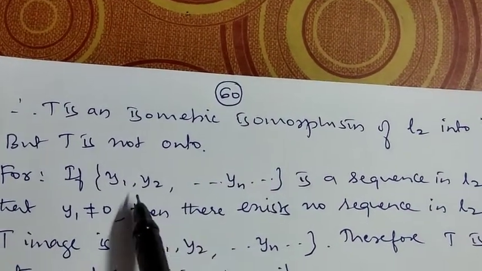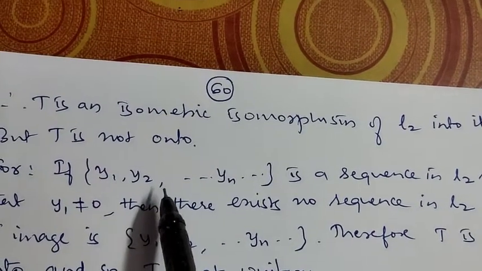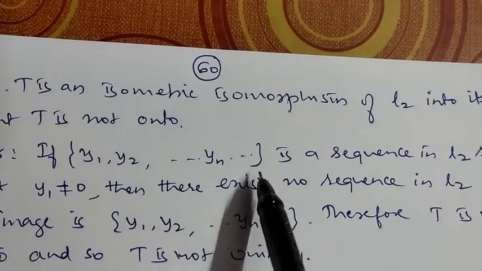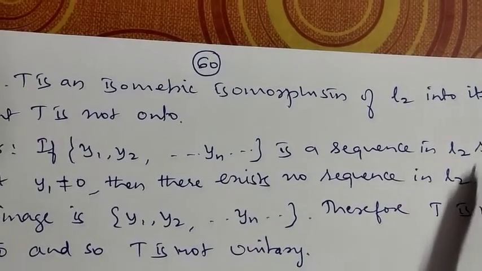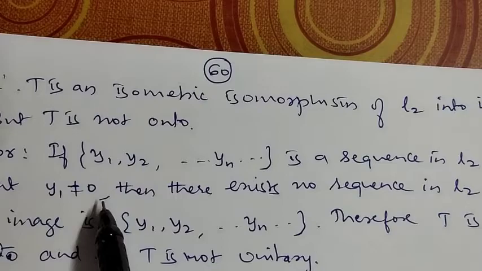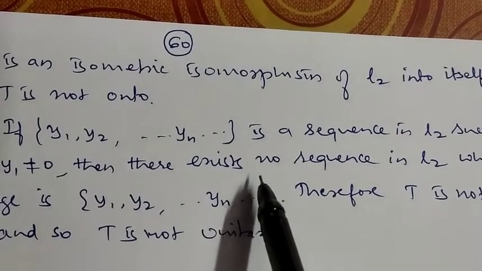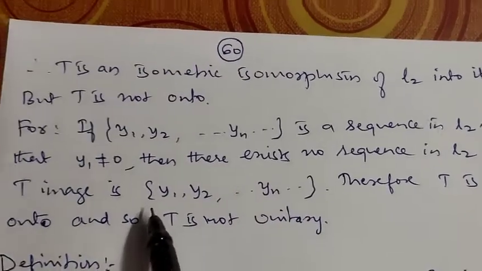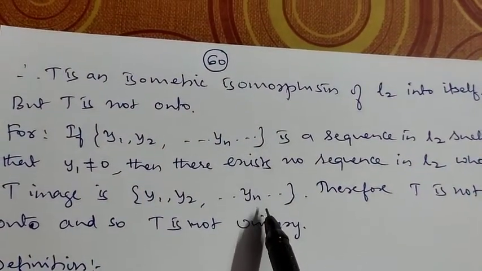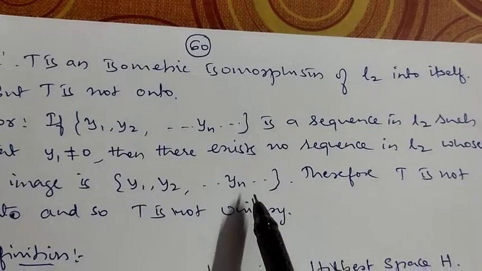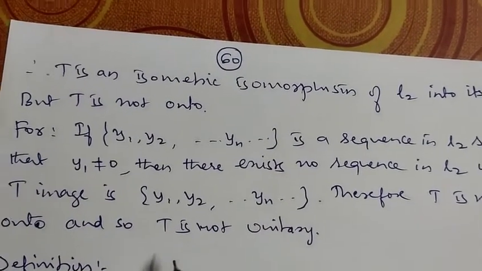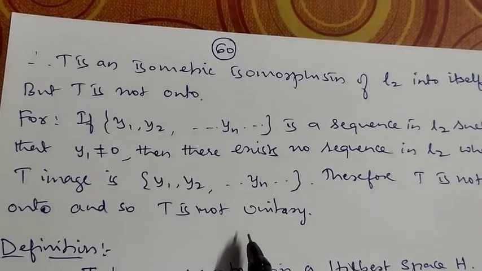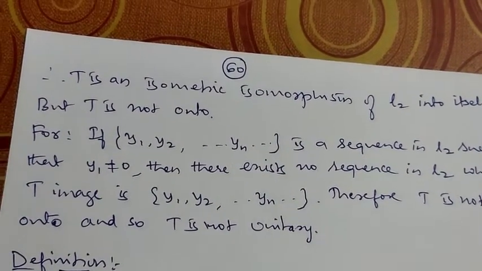Because if you take any element of L2, say a sequence y1, y2, ..., yn, ... in L2 such that the first coordinate y1 is not 0, then there does not exist any sequence in L2 whose T image is y1, y2, ..., yn, .... Therefore, T is not onto and so T is not unitary. Understand this? Therefore, T is not onto and so T is not unitary.